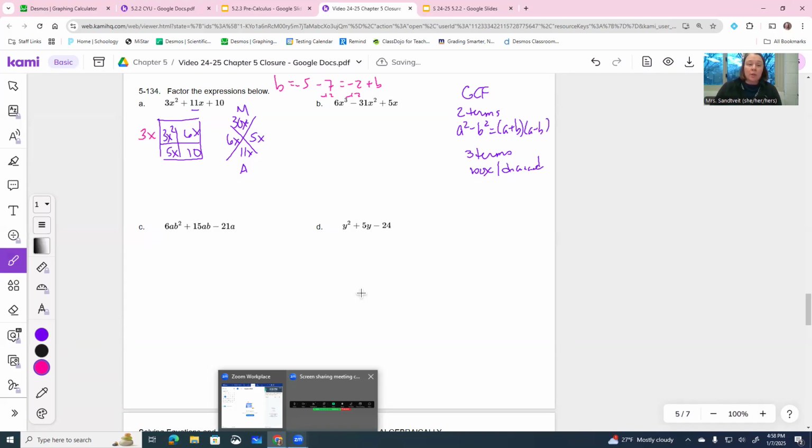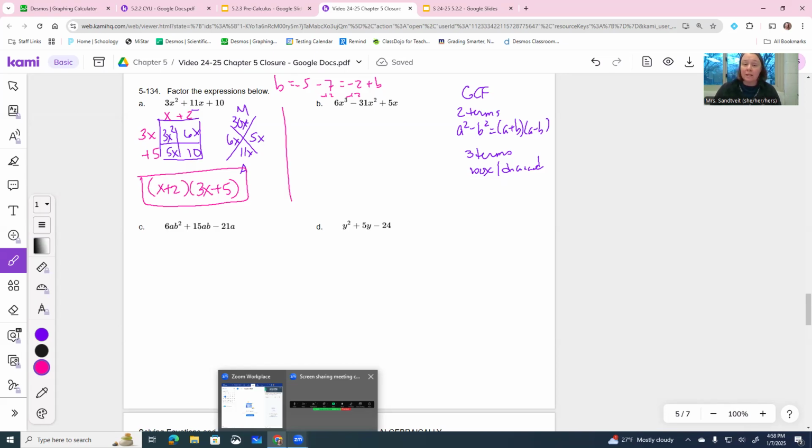So 3x times what is 3x squared? I need an x. 3x times what is 6x? That's a 2, so plus 2. x times what is 5x? That's a 5. And if I've done it correctly, 2 times 5 is 10. So my factors are x plus 2 times 3x plus 5, or they could be flip-flopped. This does just say to factor, so notice I'm not figuring out what x values make this equal 0. It's just factoring.